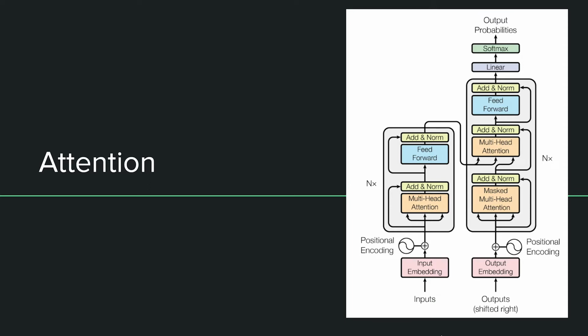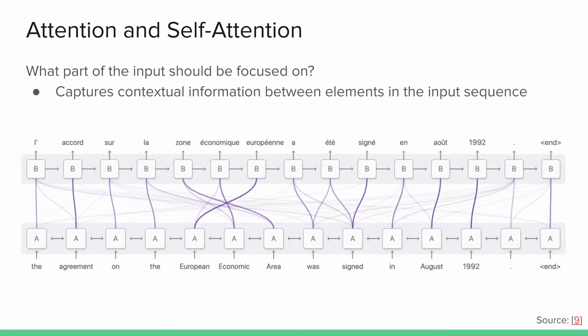Now we come to the most exciting part of transformers that we already briefly talked about in the past, but today I want to do a deep dive into attention. We're going to see that attention appears in our network actually 3 times, and I'm going to start with the first multi-head attention here in our encoder. So attention and self-attention basically tries to answer the question, at what part of our input should we focus on? So it captures this contextual information between elements, how they interact with each other.